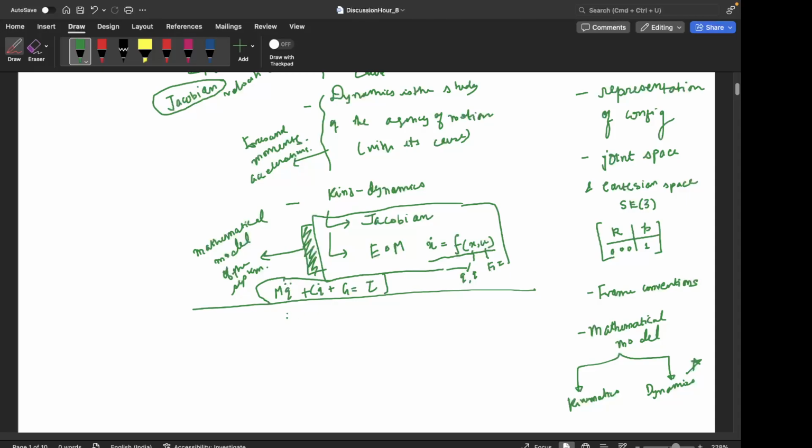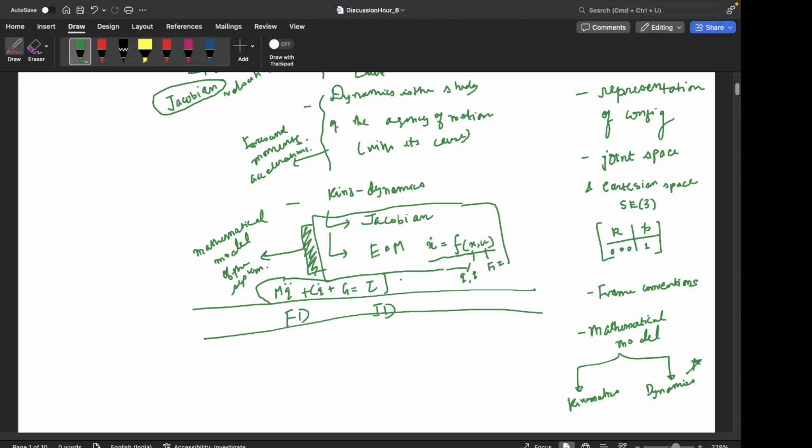And here also we have the concepts of forward dynamics and inverse dynamics. So forward dynamics is when we know the agency, that is the forces and the moments, and we calculate the accelerations, right? And inverse dynamics is when we know the accelerations and we calculate what force or moment has caused this acceleration. So that is the forward dynamics and inverse dynamics.